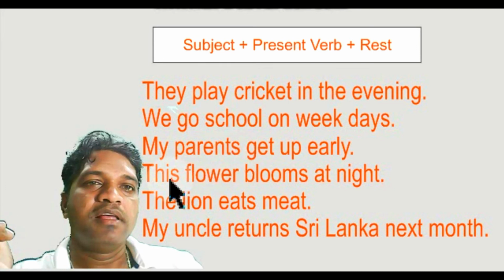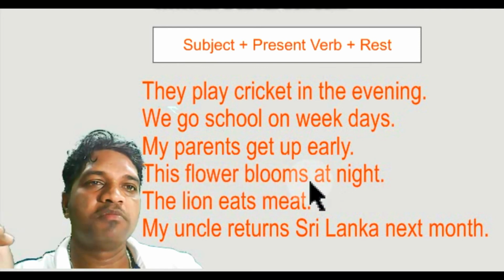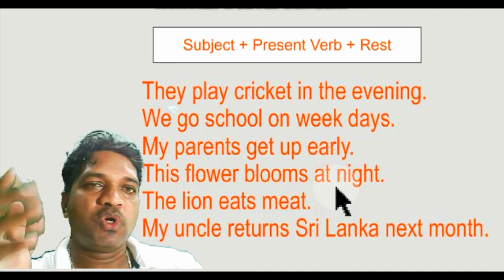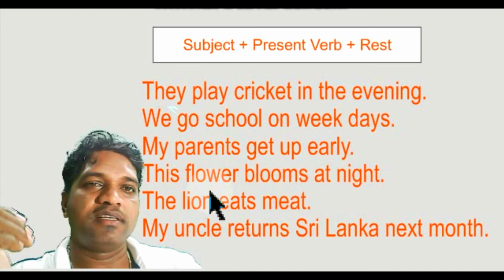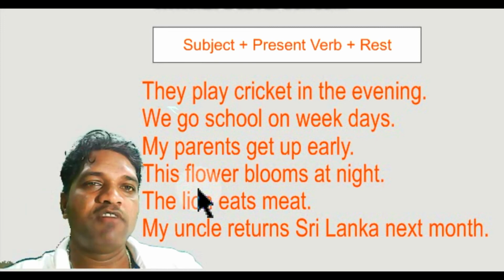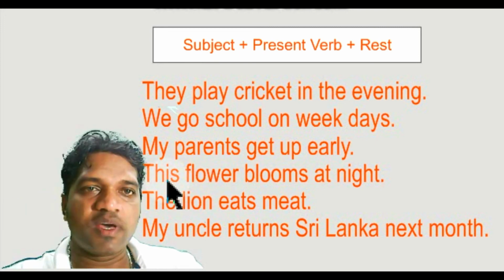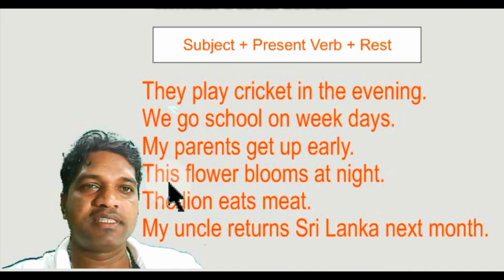The other one, the flower blooms at night. This flower blooms at night. I am showing a flower. I say, this flower blooms at night. This is a natural thing. This is a thing that happens in the environment. To tell about these natural things or the things that happen in the environment, we use the simple present tense. That's why I have taken the simple present sentence to tell such activity also.